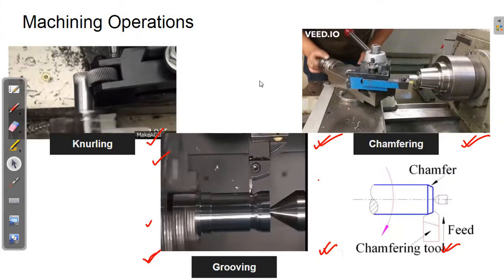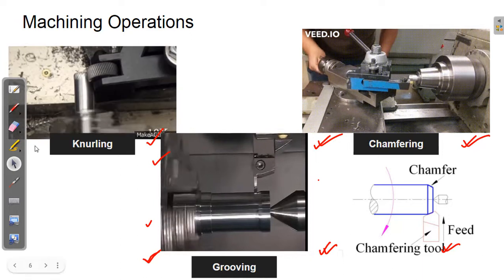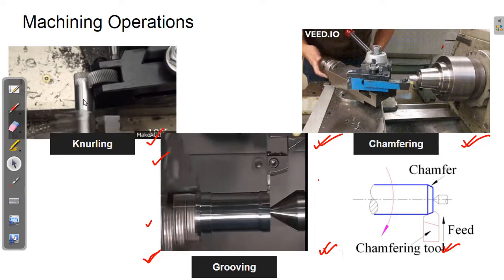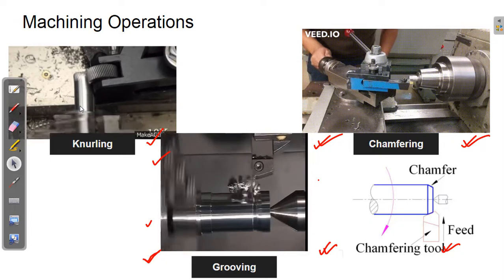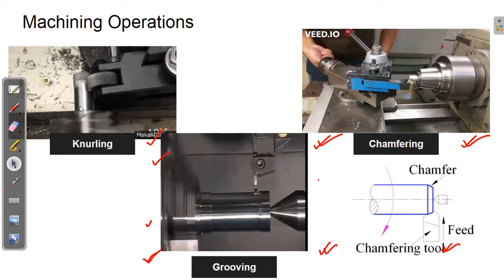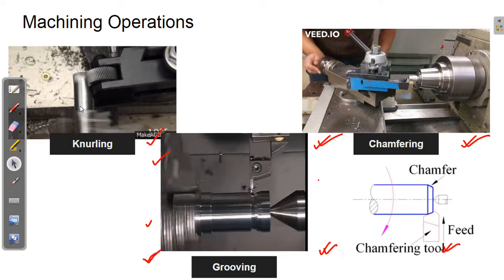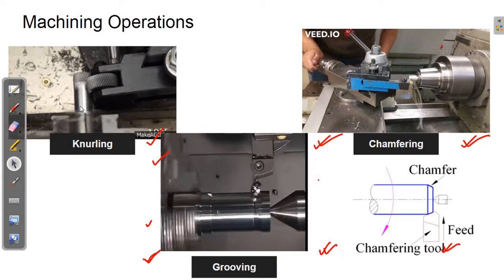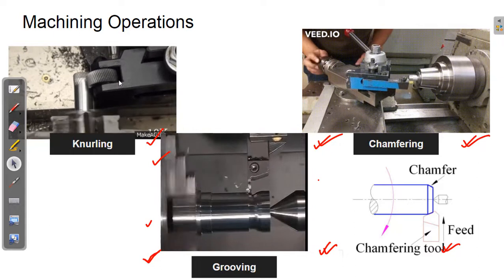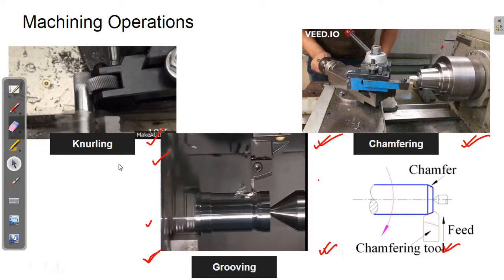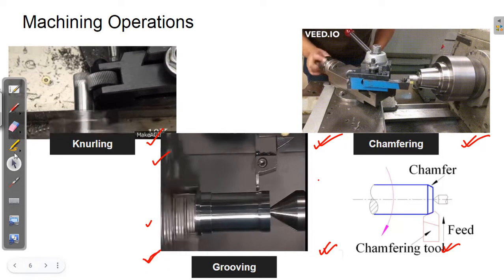Now a few more machining operations which can also be done in a lathe, like the knurling operation. Here you can see that on the surface of a cylindrical blank, you are creating some impression so that the friction on the surface increases and you can grip that particular surface. For that, a special kind of tool called the knurling tool is used, and this process of giving this kind of impression is called the knurling operation.